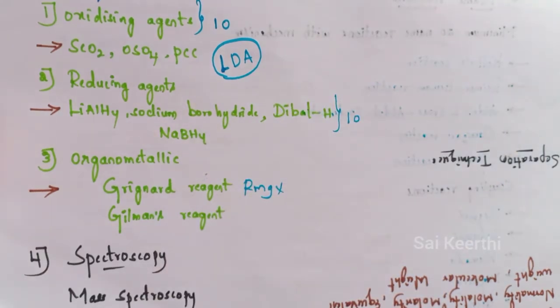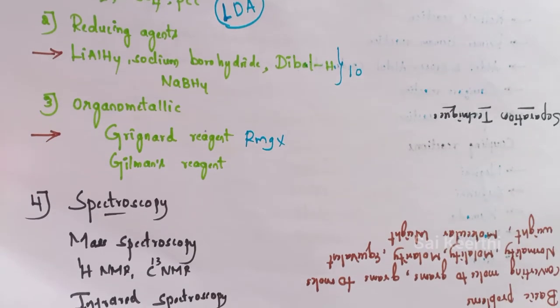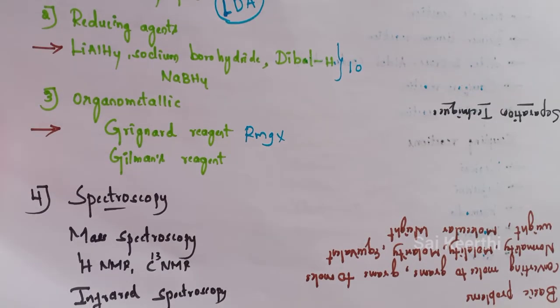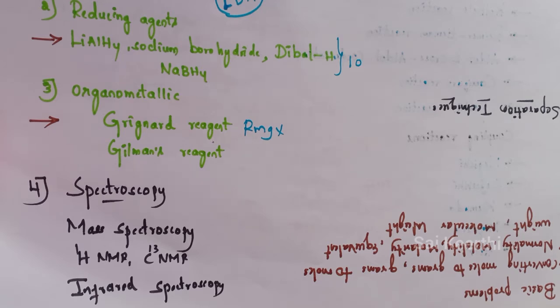Then coming to the fourth topic you must study in order to crack the interview, that is spectroscopy. You should have good knowledge of mass spectroscopy and H1 NMR, C13 NMR, infrared spectroscopy. In H1 NMR, you should know the principle and chemical shift values of the protons in which they resonate. In the infrared spectroscopy, you should know the ranges for each functional group. And this question will be compulsorily asked. In the mass spectroscopy, you should know about the splitting patterns.